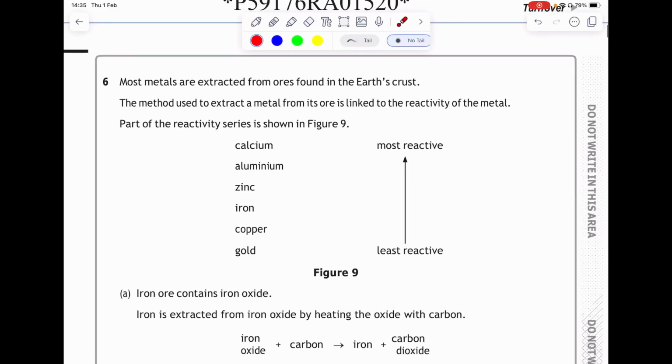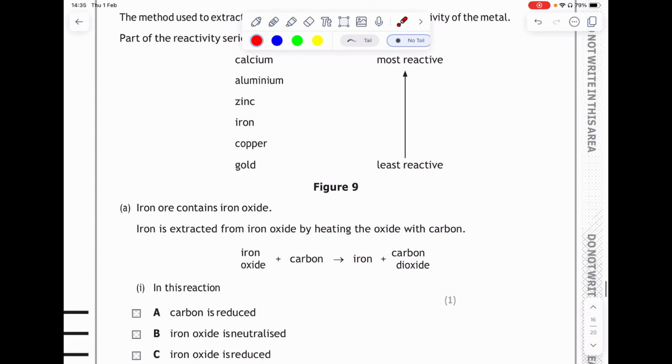Okay, so metals are extracted from the ores that are found in the Earth's crust, and the method used to extract the metals from the ore is linked directly to the reactivity series. Part of the reactivity series is shown below. So we've got a list of all the metals, with this being the most reactive, and then working our way down to gold being the least reactive.